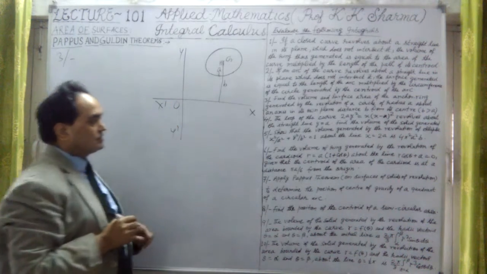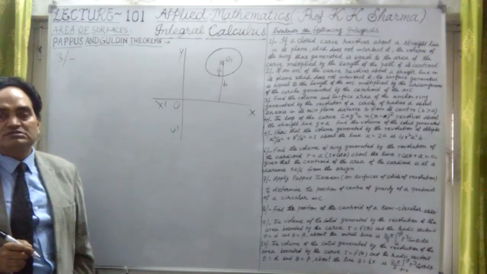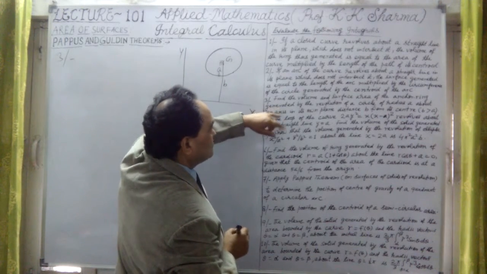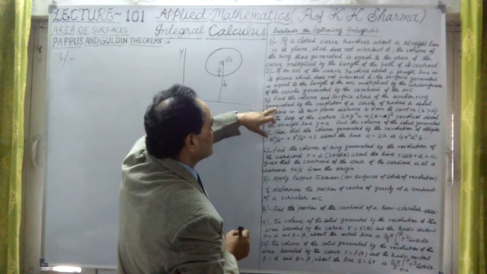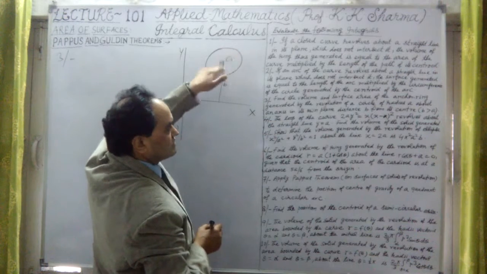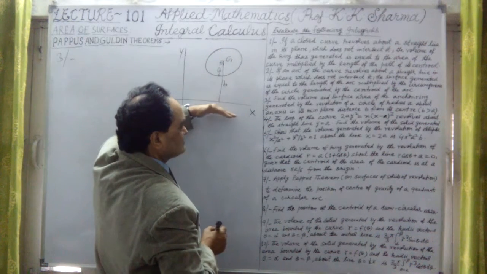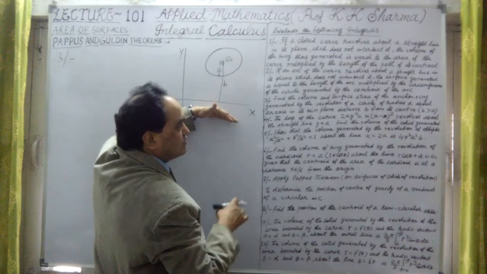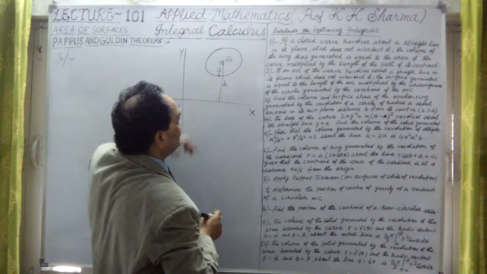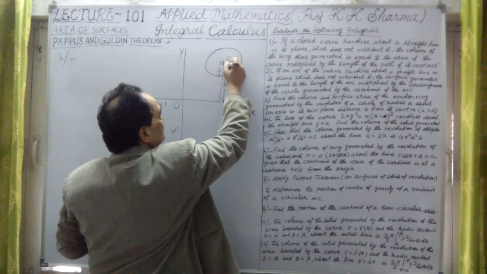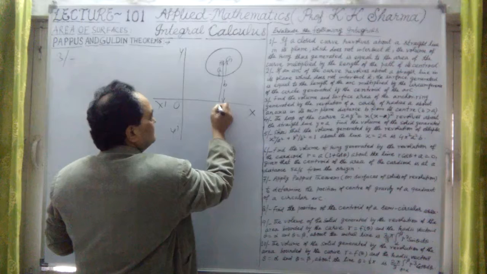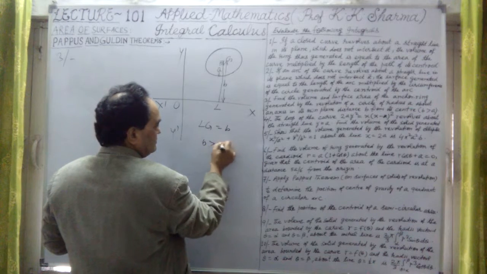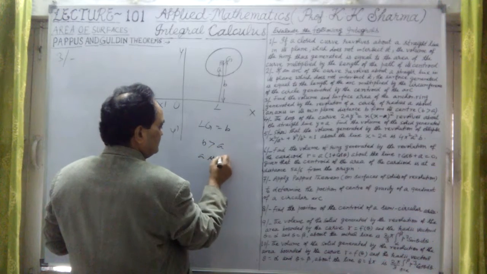This circle here we have taken. Now this circle is revolved about this straight line, the x-axis OX, and then an anchor ring is generated. Find the volume and surface area of the anchor ring generated by the revolution of a circle of radius a about an axis in its own plane, distance b. That axis is distance b from its center. Let me take point L here. LG equals b. b is greater than a, the radius.